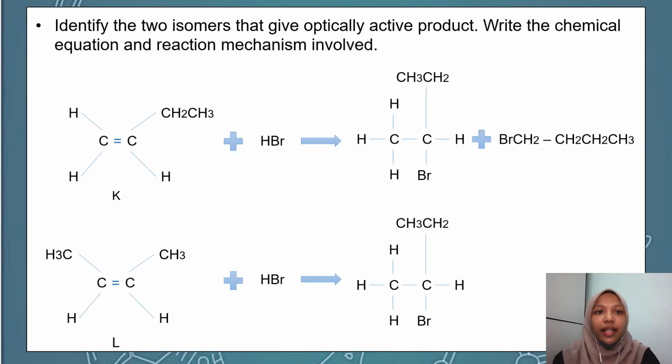The question is identify the 2 isomers that give optically active product. The isomers that can give optically active product are 1-butene and 2-butene. Both isomers will react with hydrogen bromide. This reaction is electrophilic addition, which follows Markovnikov's rule to determine the major product. For the first isomer, the product formed is 2-bromobutane as the major product. The byproduct is 1-bromobutane. For the second isomer, which is 2-butene, the product formed is 2-bromobutane.